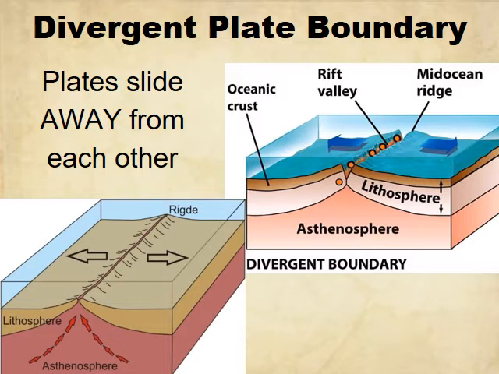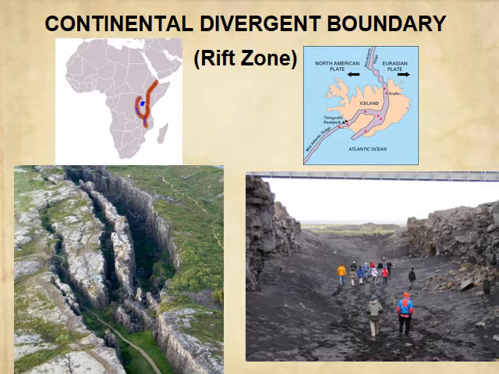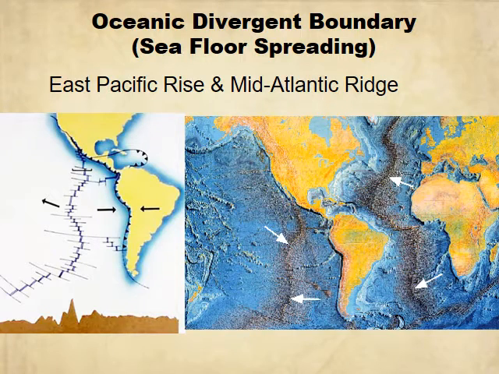Divergence, okay, plates slide away from each other. Here, an example, continental divergent boundaries or rift zones. You have Iceland, which is the most famous one, and it is one of the only continental divergent plate boundaries that actually happen above ground. Most of them happen below ground. Okay, and you can see pictures of Iceland. Literally, people are walking on one side, and here's the other side. There's lots of tectonic activity going on underneath.